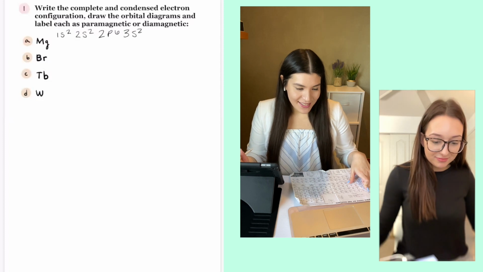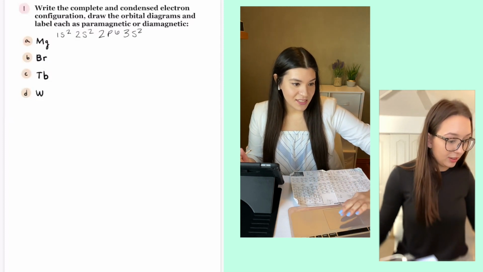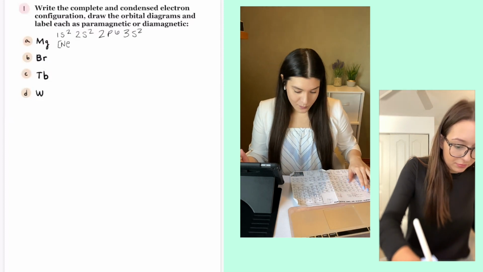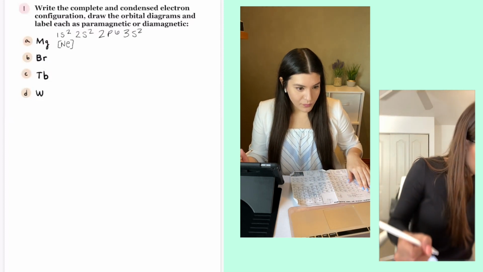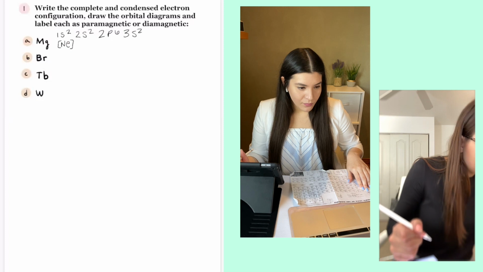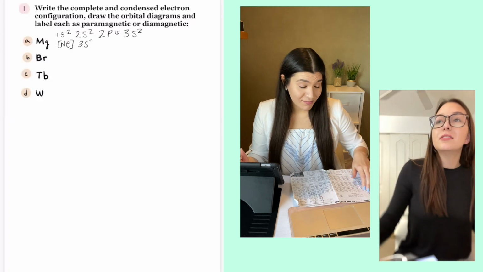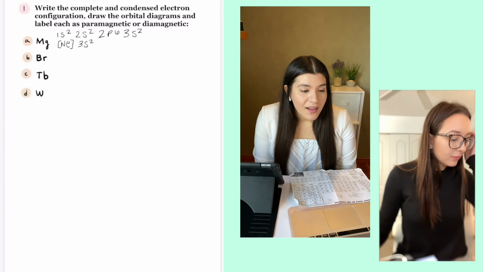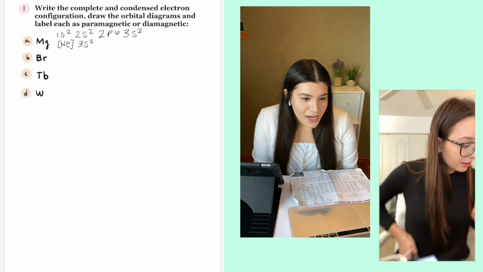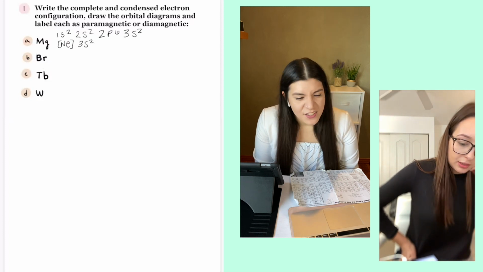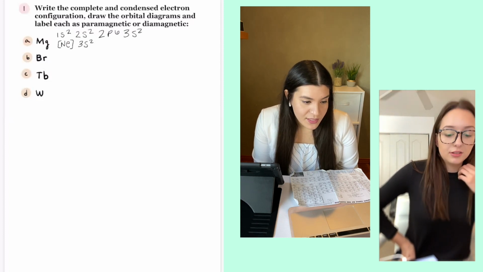What's the condensed electron configuration? Okay, the condensed is going to be neon, and then just 3s2. That's it. Perfect. Now let's try drawing the orbital diagrams. Actually, yeah, let's do the orbital diagrams for this one.